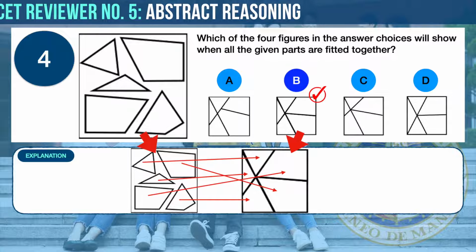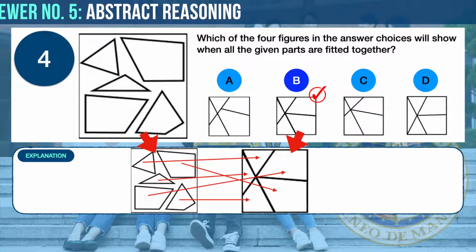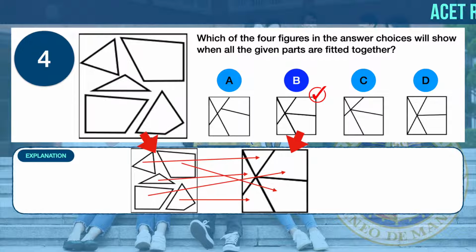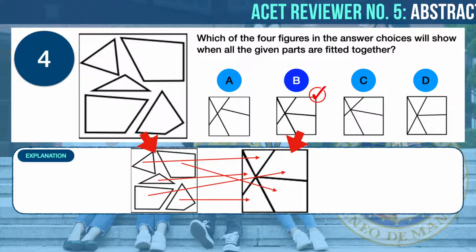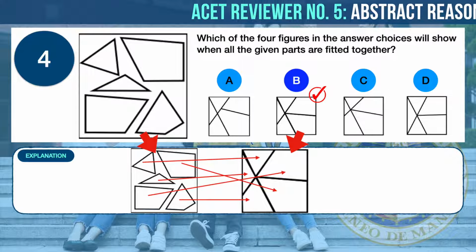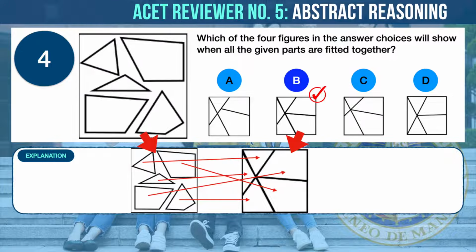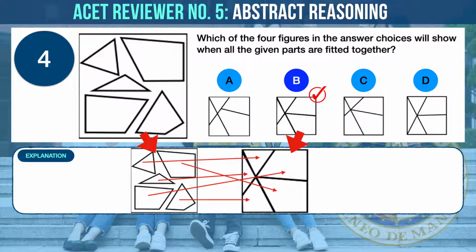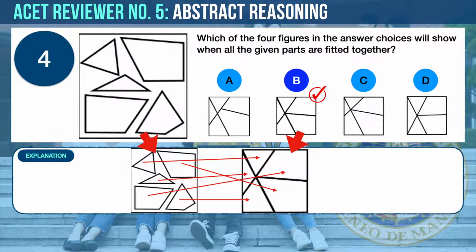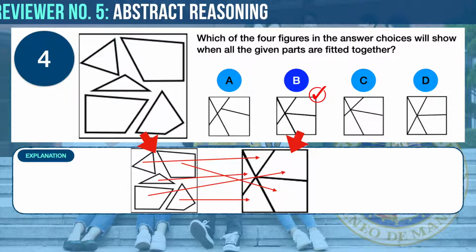The correct answer is B. This is a test of perceptual ability, particularly your perception of shapes and their relative sizes. It's not so much to test if you can find the correct answer. Given ample time, anybody should be able to correctly figure out which of the 4 figures will show all the given parts fitted together. The real test here is, how fast can you pick out the correct answer?